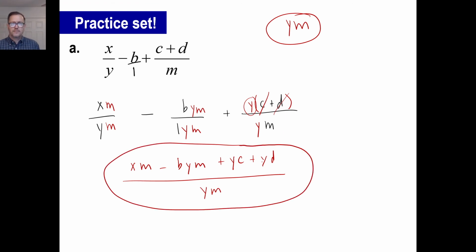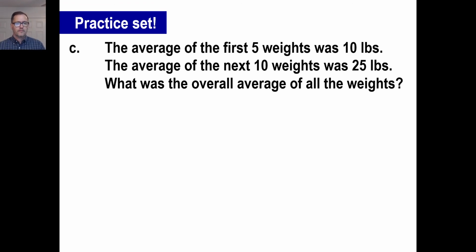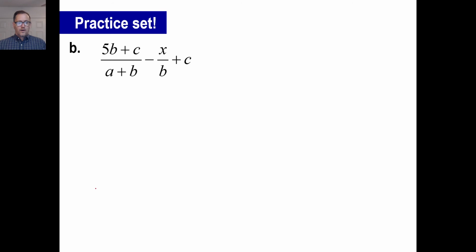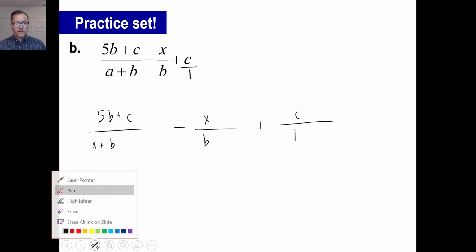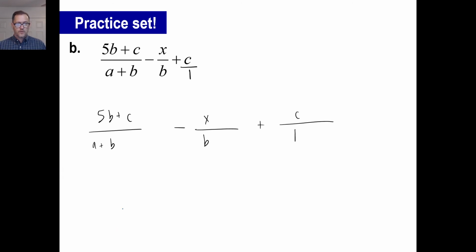All right, so pause it and try B. All right. Well, let's do the same thing. Let's rewrite this thing over. We've got 1 there, so I'm just going to rewrite the whole thing here. So 5b plus c over a plus b minus x over b plus c over 1. Okay. Obviously, we are looking for the common denominator, which will be this. Don't forget, that's one hunk. You can't separate it as a denominator. So don't say that your common denominator is a plus, oh, it's a plus b, because there's a b there.